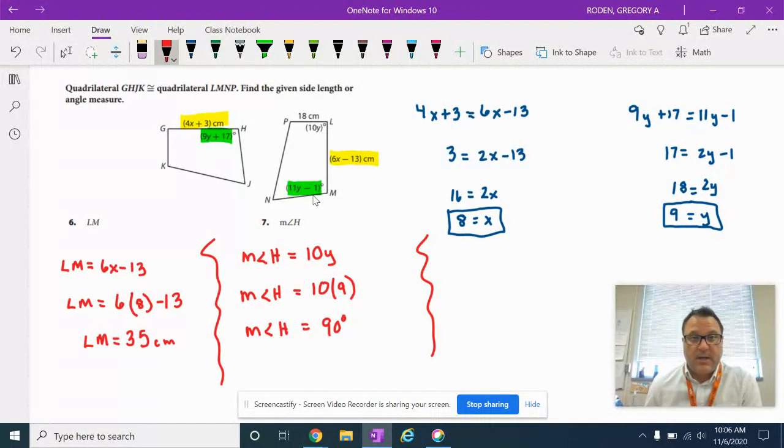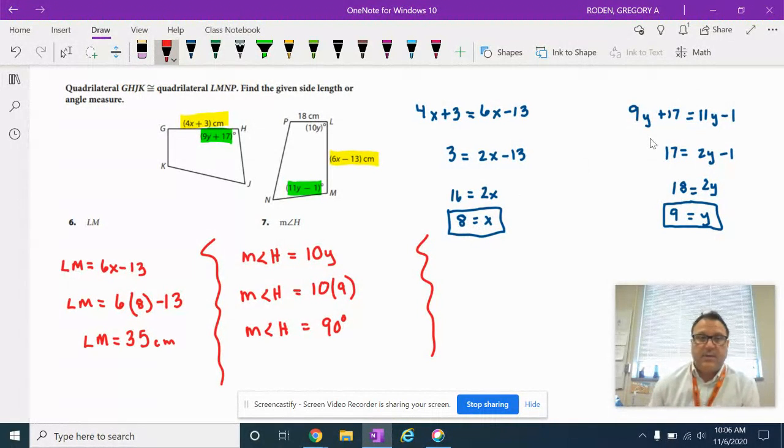So I'm saying that H is corresponding to M and side GH is corresponding to LM. I can set them equal to each other because if the corresponding sides are congruent, the sides are equal. I do the math. I subtracted 4x from both sides, and then I added 13 to both sides. I get 16 equals 2x, then divided by 2, and I get 8. Hopefully my algebra is correct. So x equals 8.